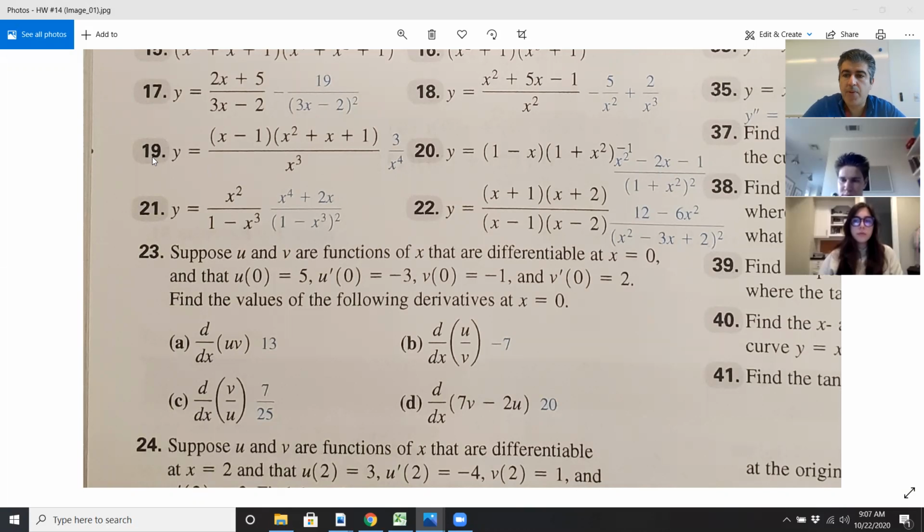Number 19 of the 3.3 homework. This is on page whatever. It's 3.3. So you could do this a few ways. You could do a product rule at the top if you so desire. It's because you do see two things being multiplied here, right? So that could be a product rule.